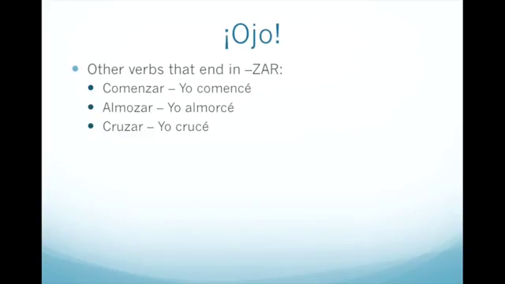Other verbs that end in zar: comenzar is also to start. Almorzar means to have lunch, and cruzar means to cross. Yo comencé, I started. Yo almorcé, I had lunch. Yo crucé, I crossed.